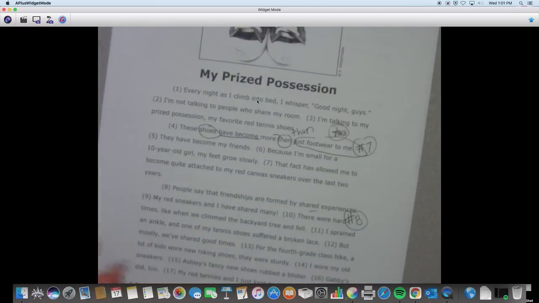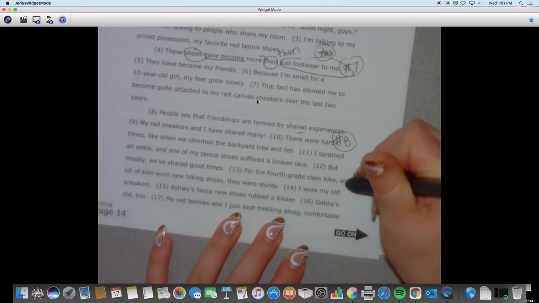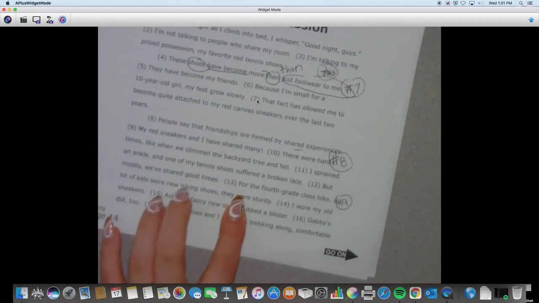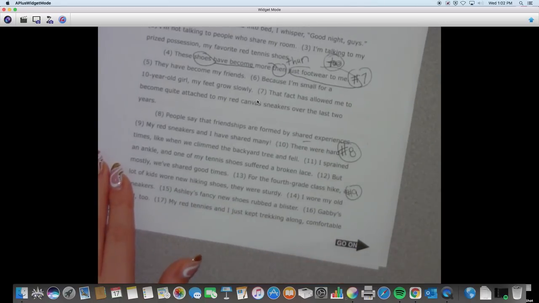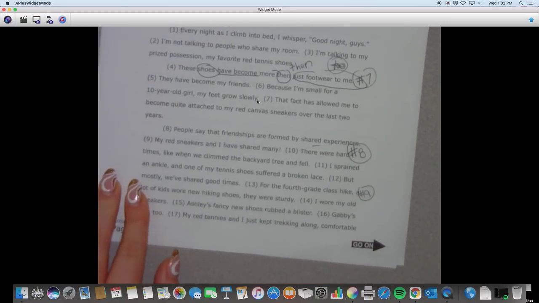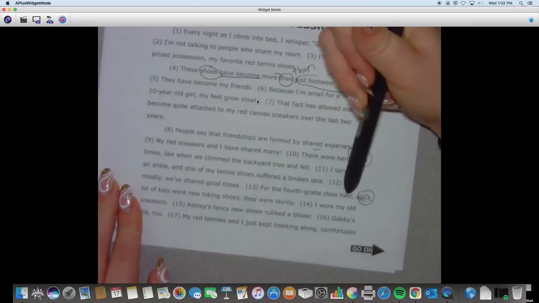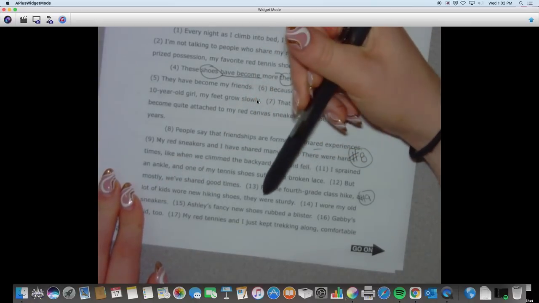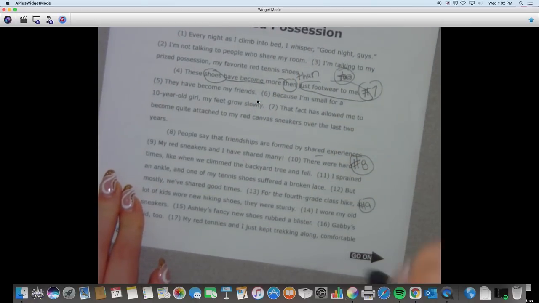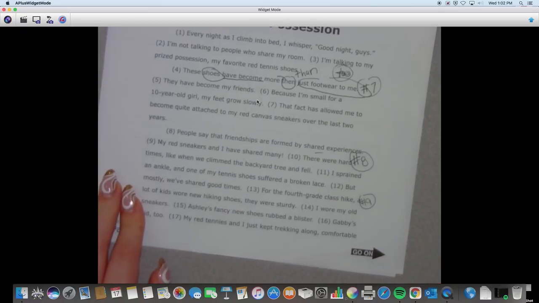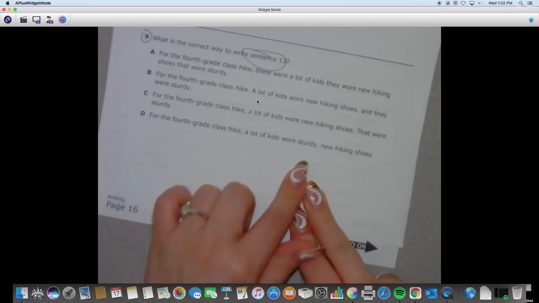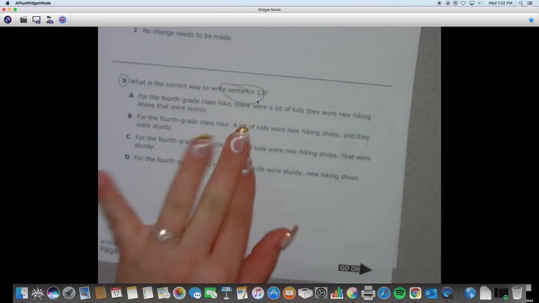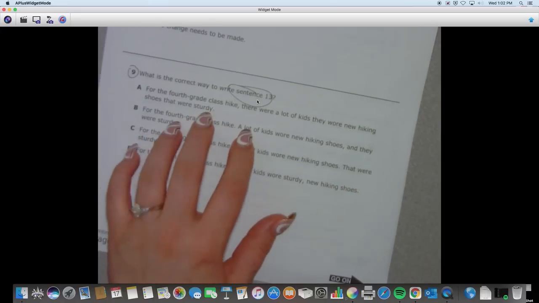So now we're going back to sentence 13, writing a number 9 next to it, okay? And it says, for the 4th grade class hike, a lot of kids wore new hiking shoes. They were sturdy. I'm going to read that one more time. For the 4th grade class hike, a lot of kids wore new hiking shoes. They were sturdy. Now, just reading that, I can tell that there's kind of some pauses in there that sound awkward, okay? Because a comma, you kind of have to pause a little bit when you're reading. So we need to probably figure out the better way to write that. So this is talking about where to put a comma, okay, in a complete sentence.